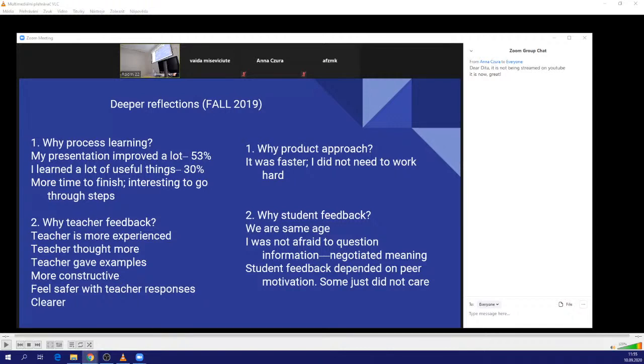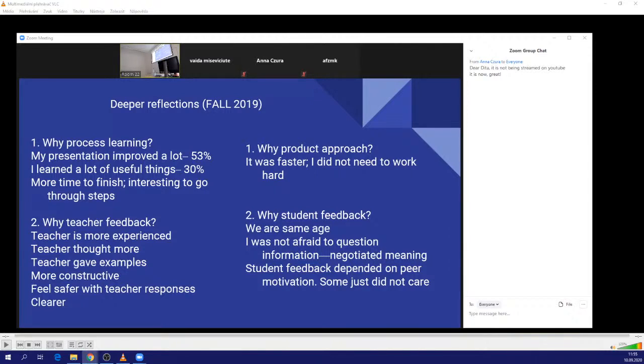In terms of the process learning, obviously, half of the class just said that the presentation improved a lot. They learned a lot of useful things, and I'm going to look a little bit more at that, but they also were happy that they had more time to finish. It was interesting to go through the steps. Seems like they've never done a process approach, and they were very excited about it.